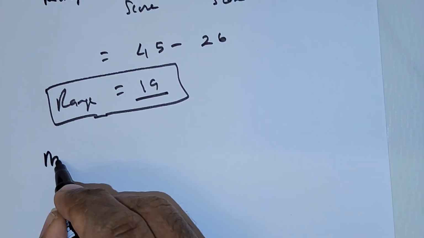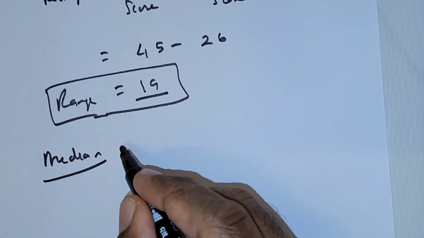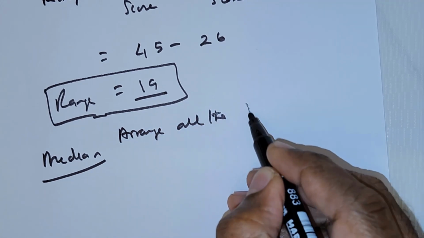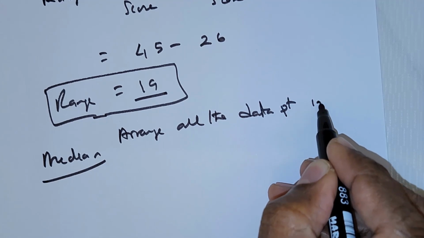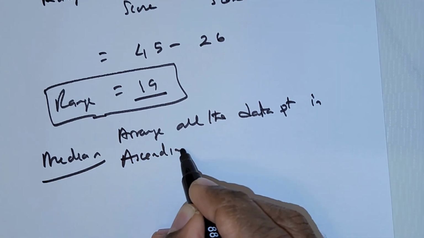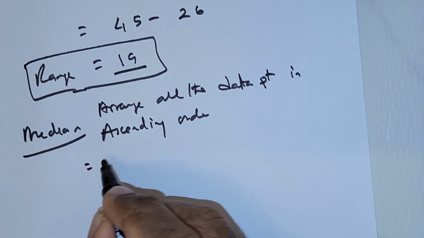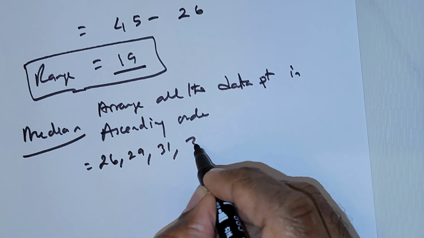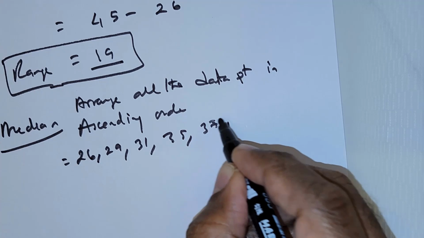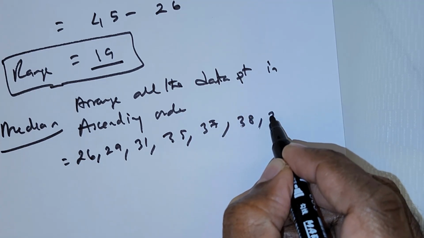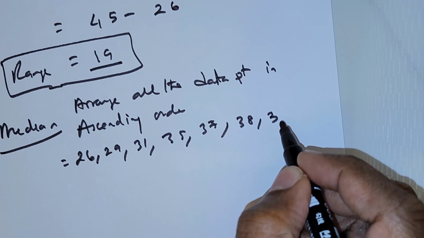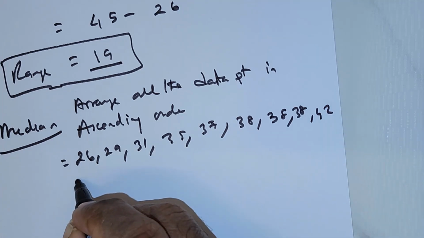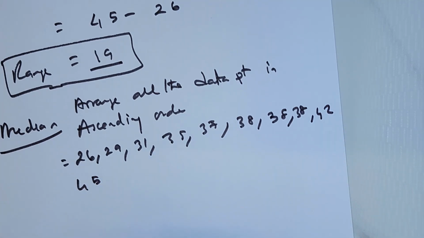Next, we've been asked to get the median. Now to get the median, we will have to arrange all the data points in ascending order. So if we were to do that, we'll start with 26, 29, 31, 35, 37, 38, and then apparently we have 38, then 38, then 42, and finally we got 45.